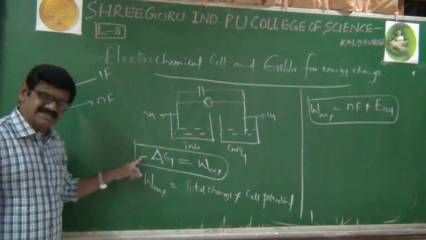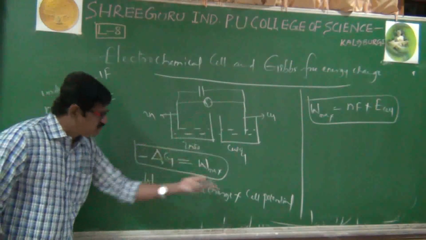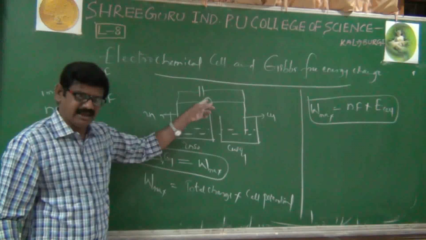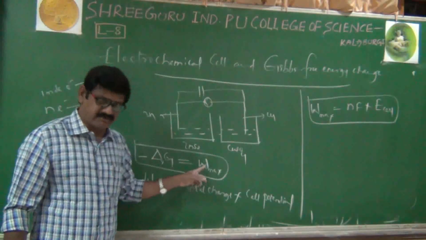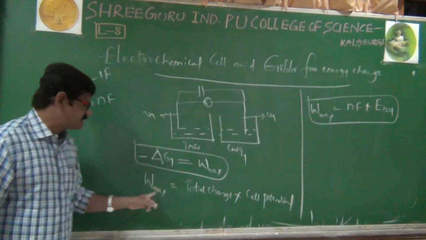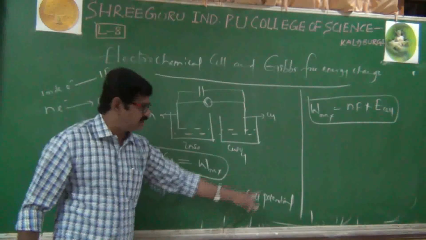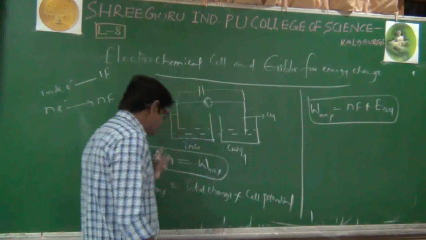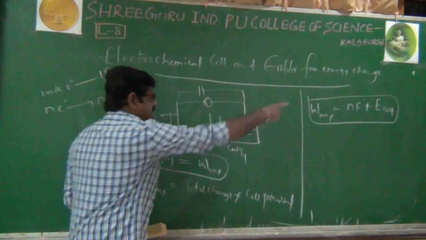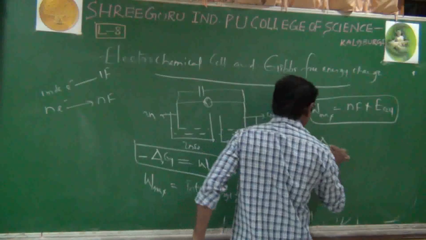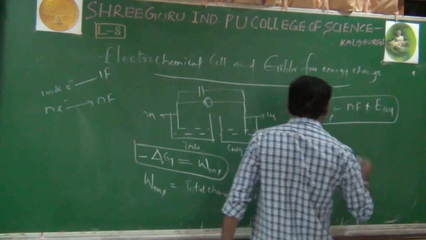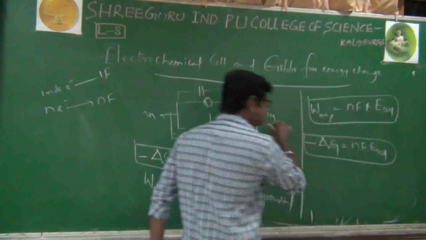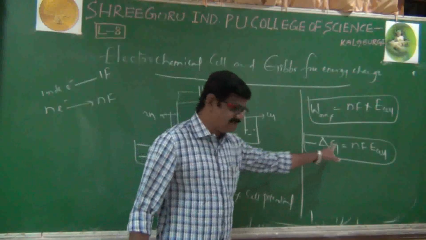Once again, what is minus? It means some amount of free energy is being lost. Whatever amount is lost is converted into electrical energy. Electrical energy is nothing but work done, W maximum. That W maximum is nothing but total charge into cell potential, therefore nF E cell. Now instead of W maximum in this formula, I will substitute that value. Therefore, minus delta rG is equal to nF E cell is our formula. That's all.